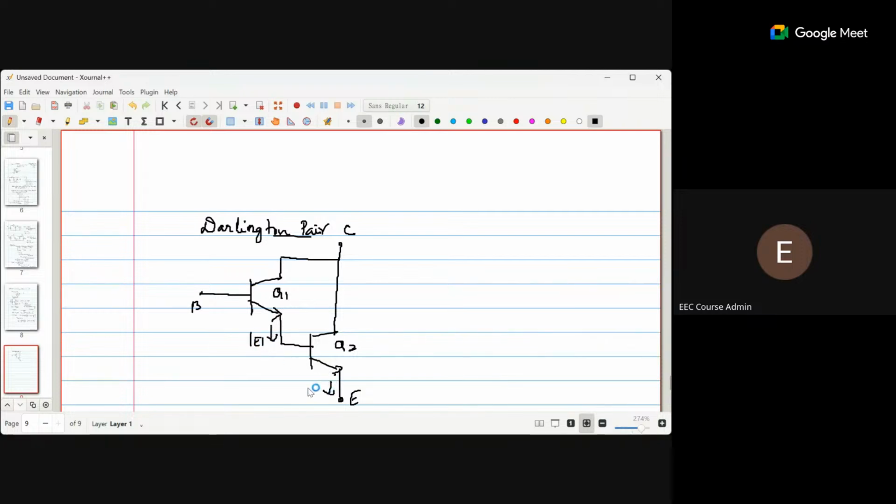IE1, IE2, and this will be IB2, this will be IB1. So as such, what do you see? The super transistor is composed of these two transistors. So this one enclosed inside this red, with the base, collector and emitter terminals coming out, will be the Darlington pair. So it is called the emitter follower.